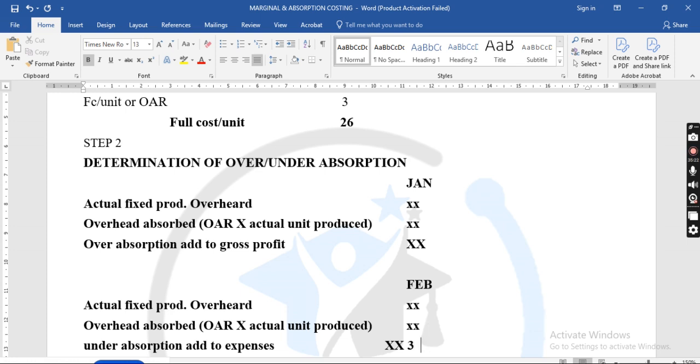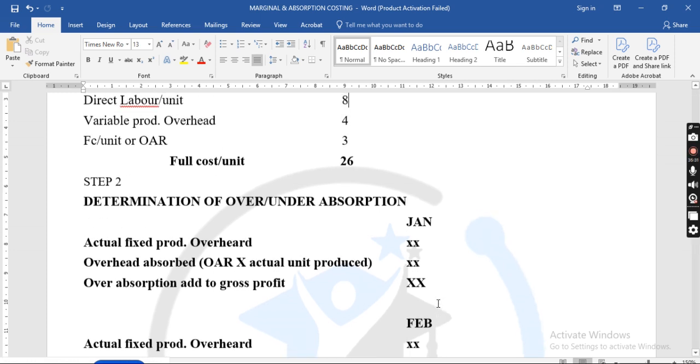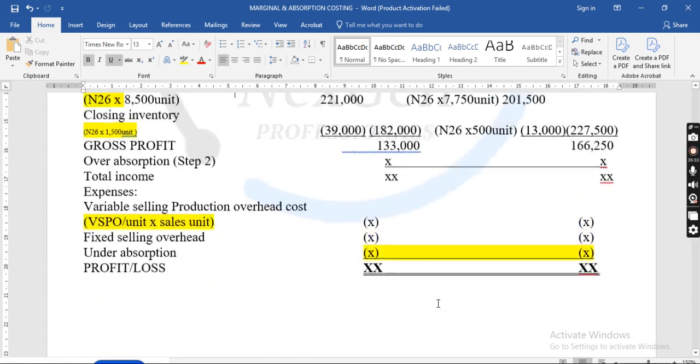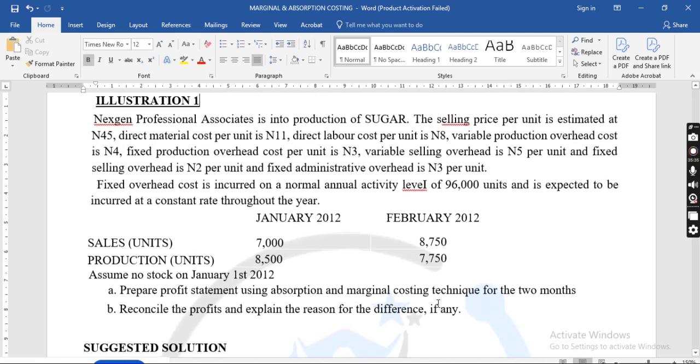So we quickly move to over and under absorption. Now, class, what is the actual fixed production overhead? Let's quickly go back to the question. In this question, what is the actual fixed production overhead? It is not even stated, right? But don't worry about that.